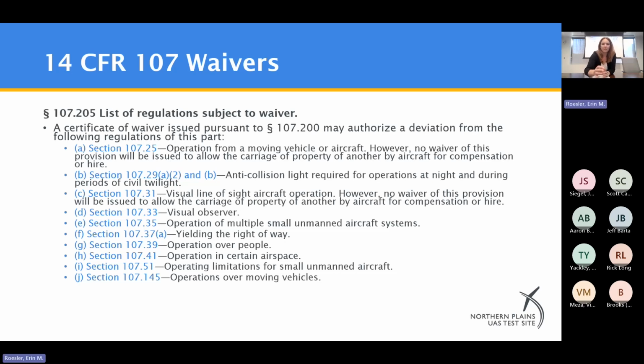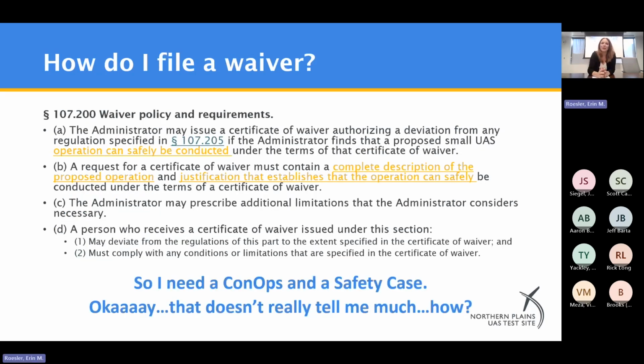So how do you get a waiver? Well, let's go back a couple regulations in 107-200, and it gives you exact instructions on how to file and get a waiver. First and foremost, you got to really prove that your operation can still be conducted safely. So how do you do that? Well, the FAA asks for a complete description of the proposed operation and a justification that establishes that operation can be conducted safely. Said another way, you need a CONOPS and a safety case.